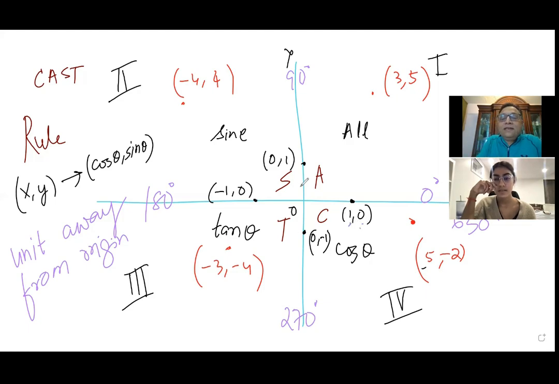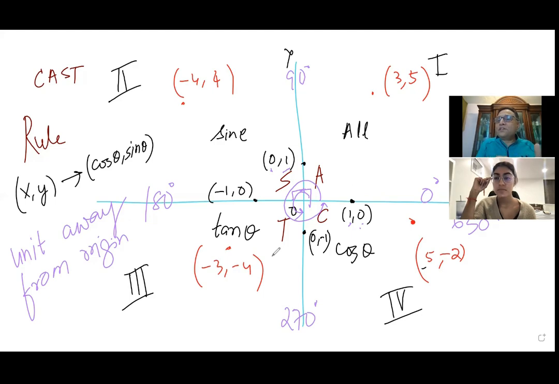For 90 degrees, cos is 0, sine is 1. I told you sine of 90 is 1 at the beginning of the video. For 180 degrees, cosine is -1 and sine is 0. For 270 degrees, cosine is 0 and sine is -1. And for 360 degrees, again, cosine is 1 and sine is 0.